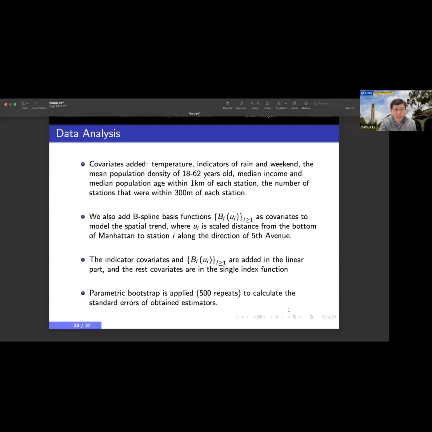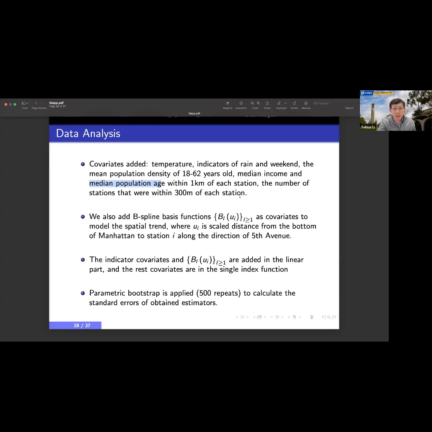So again, we are focusing on the bike renting events that happened in New York City. You have 400 stations and 30 days. But for each day and each station, we also have spatial temporal covariates considered. For example, temperature of that day, temperature of that time, indicator for rain of that day, indicator whether that's a weekend day. The mean population density within the range of 18 to 62 years old in that neighborhood. The median income in the neighborhood of the station. Median population age within 1 kilometer of each station. The number of stations within 300 meters of the station of interest. So a lot of covariates.